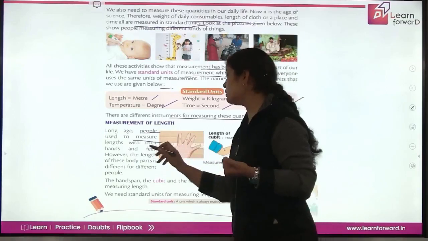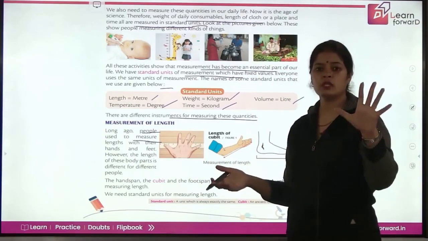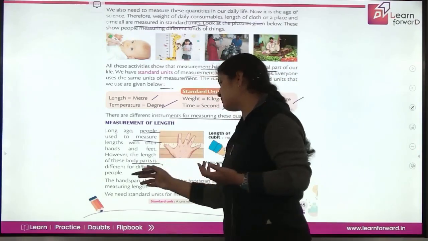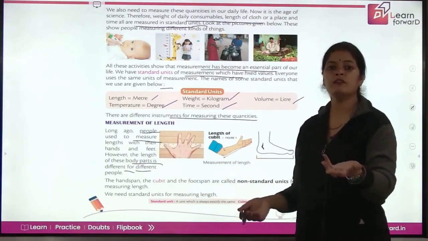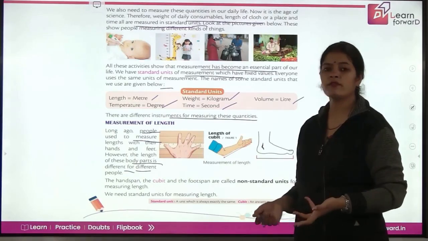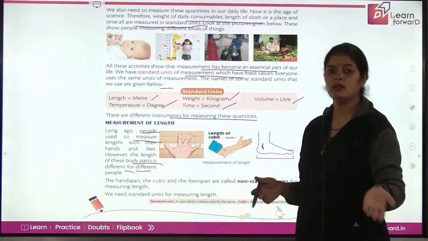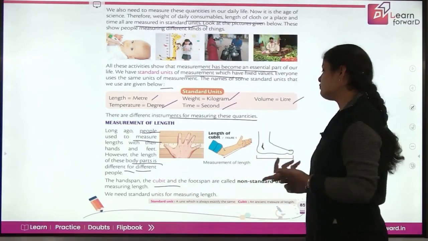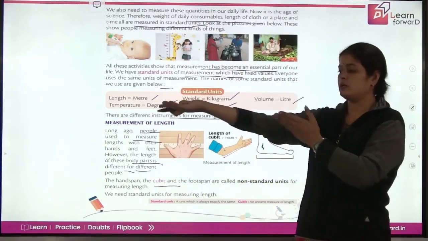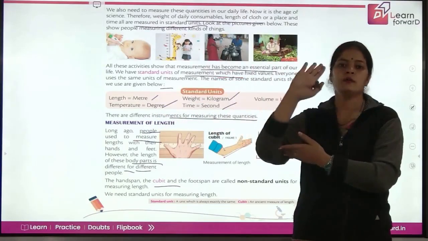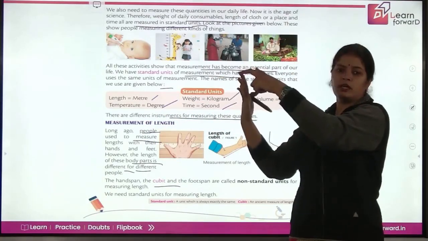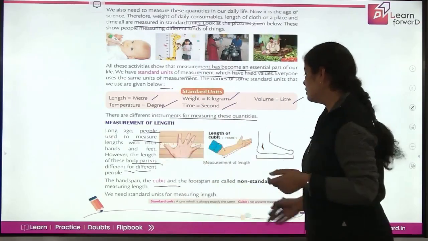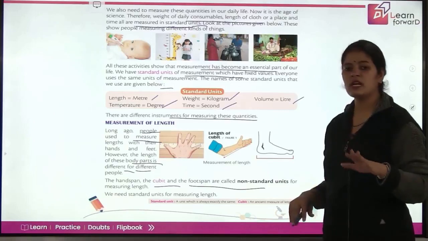People used to measure things by using their hand spans and leg spans. However, the lengths of these body parts vary from person to person. Just now I gave you the example of me and a child. Now the hand span, the cubit and the foot span. What is the cubit? This is 1 cubit, the length from the tip of the middle finger to my elbow. These are called non-standard units.